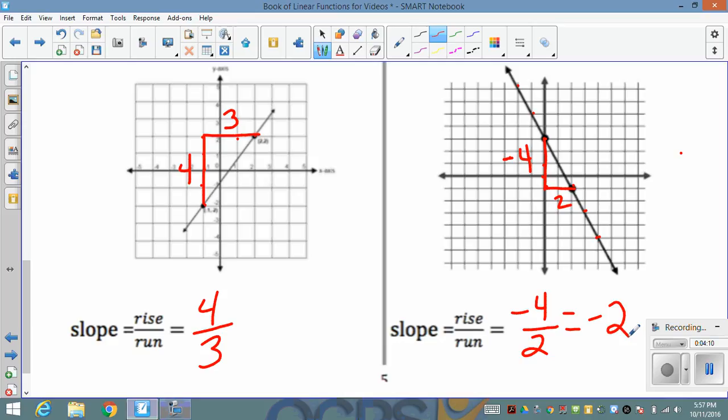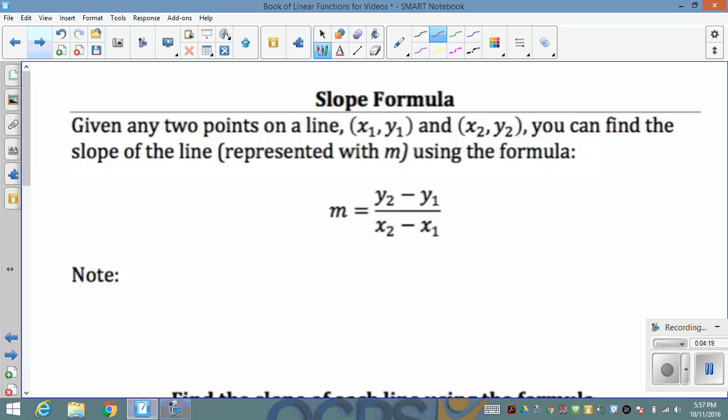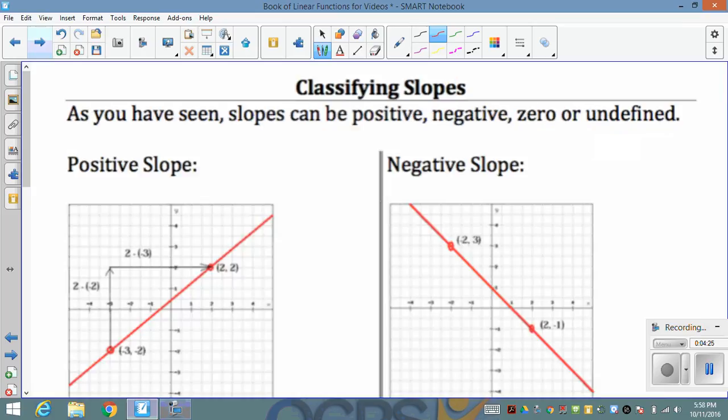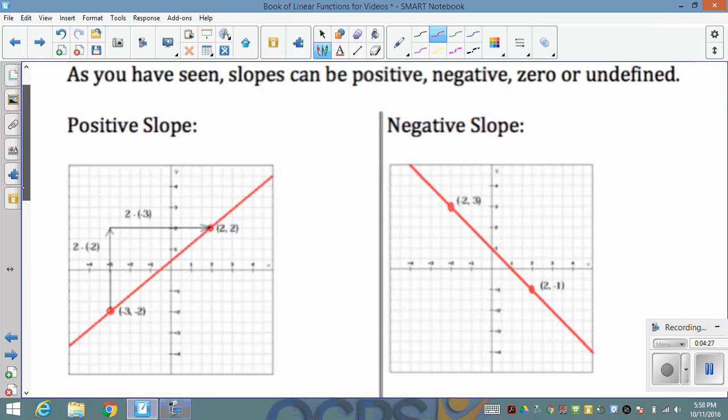We're going to continue practicing this, but let's take a look at the different types of slopes first. We're going to skip our slope formula page for now. We're going to come back to that. So we're skipping that page and we're going to page 7. We're going to talk about classifying slopes.